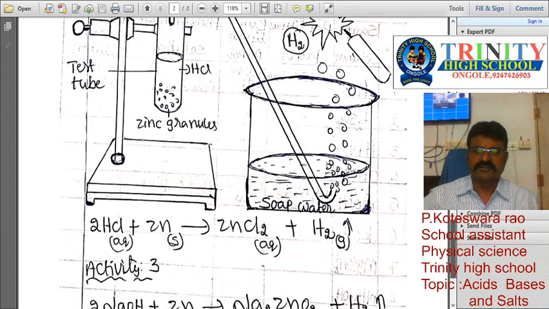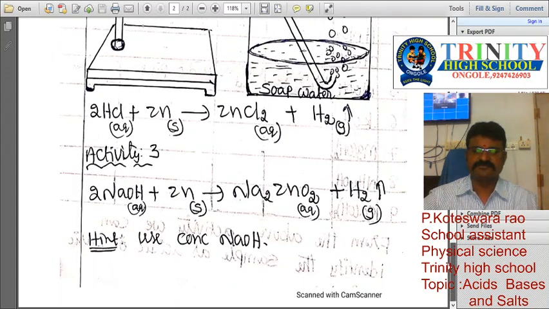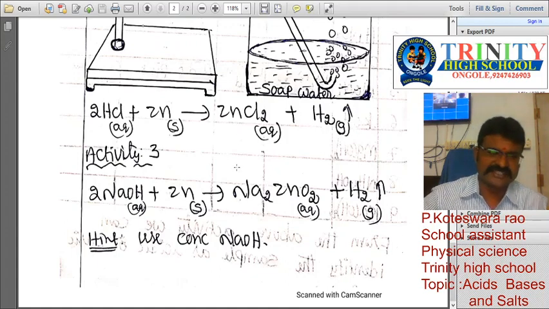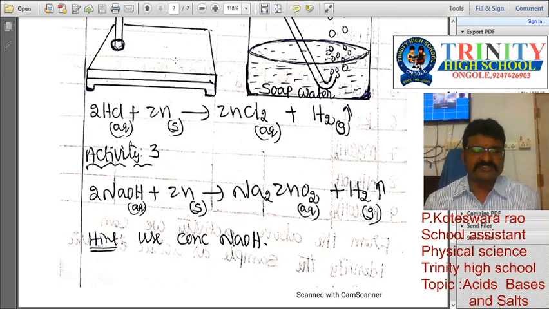This is our next concept. So what is activity 3? Activity 3 is reaction of base with metal. But what about the one before? Reaction of acid with metal. But here, reaction of base with metal. So here we want to use the same concept and the same materials which we already used in the previous activity.